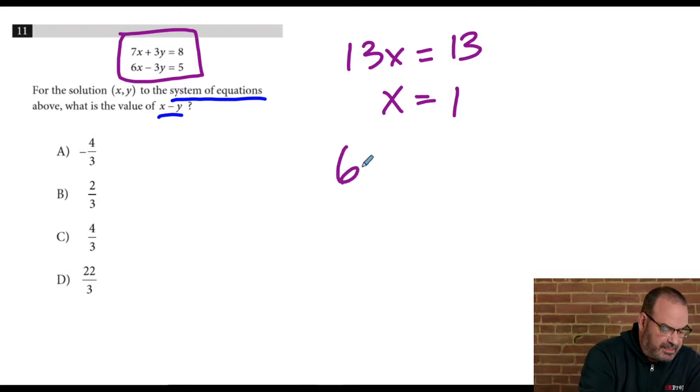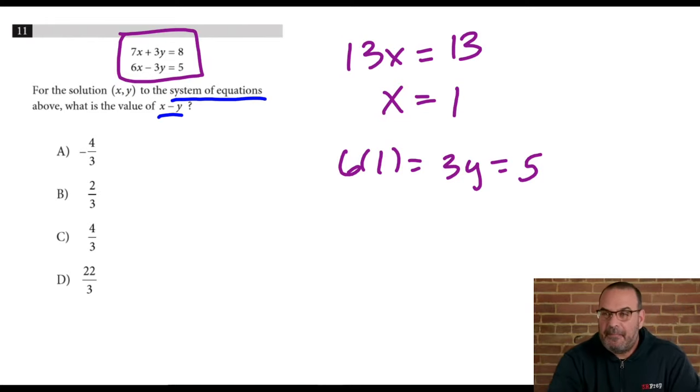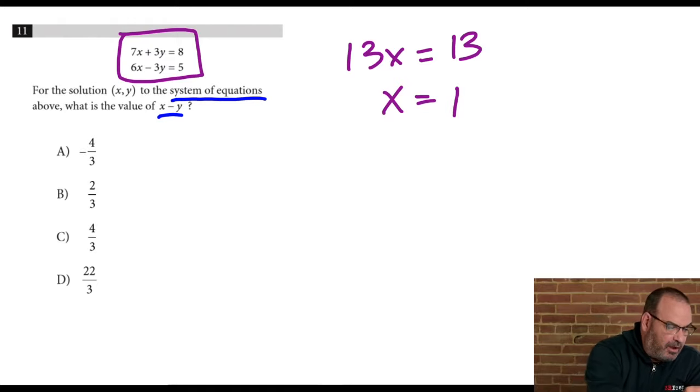So I'm going to say 6 times 1x minus 3y is equal to 5. Man, I can't write to save my life today. It must be a Monday. Why don't we just do that one all over again? There you go. We'll just change the color.